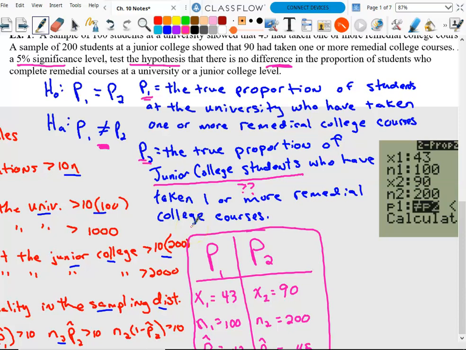Now, I did this actually accidentally, was going to fix it, but it's the kind of thing I see from you guys a lot. And I'm really not talking about the true proportion of junior college students. That would assume I took a random sample from all junior colleges. I probably could have been better there at this university. So we should be talking about this junior college's students who have taken 1 or more remedial college courses. So, communication on these is feisty. I'm not going to lie.